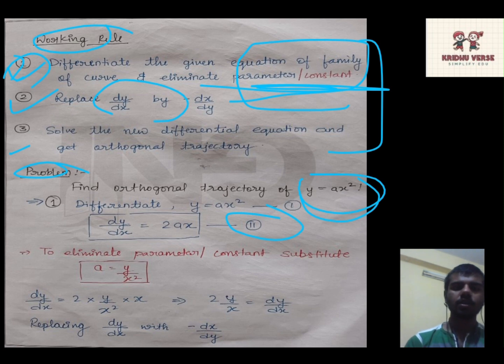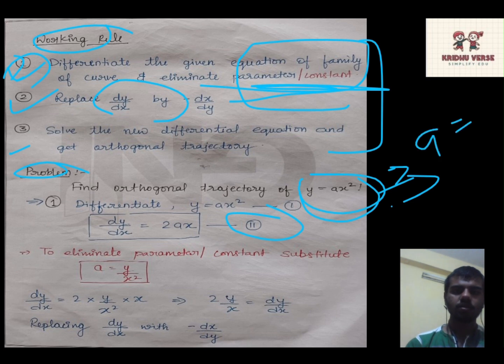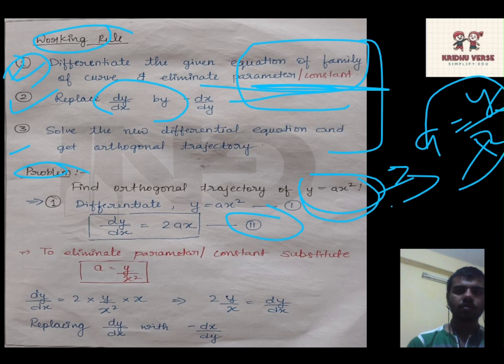Now in the next step, what we have to do is eliminate the parameter, the constant. If you see here, we are eliminating the constant. How? We have to find the value of a. From this point you can see, we can write a equal to y over x square.